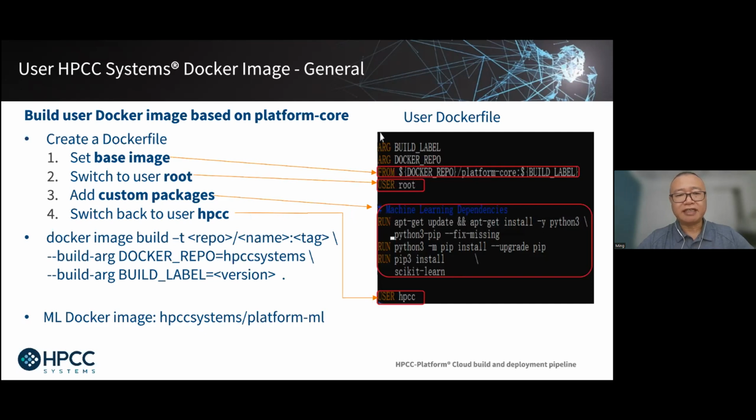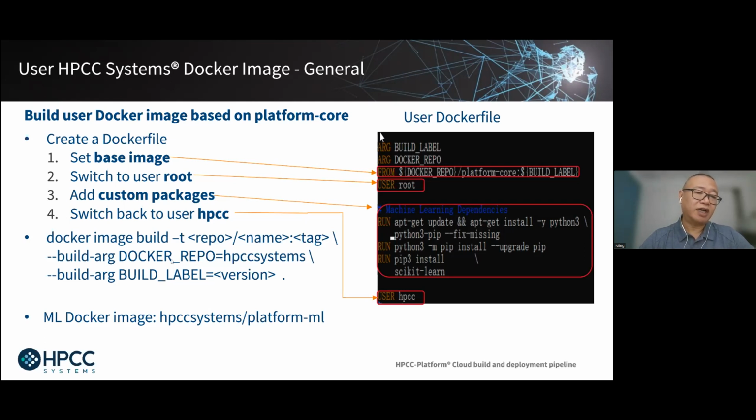And then the next line is that you need to switch from the HPC user to root user. And the next section is really what you want to put into your Docker image, all the packages you want to add on top of the base image. At the end, you need to switch back to the HPC user. We only run as HPC user to protect our image.